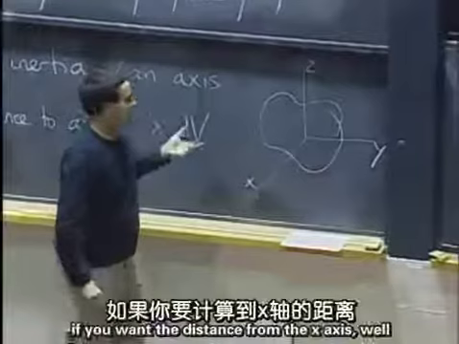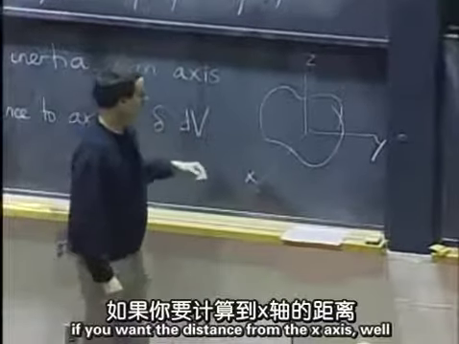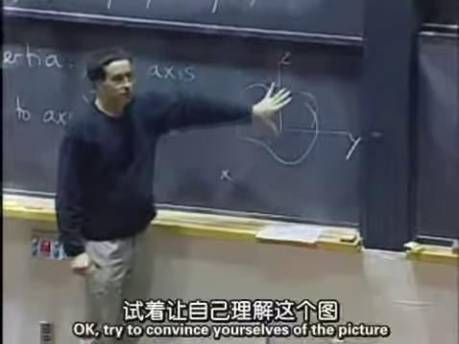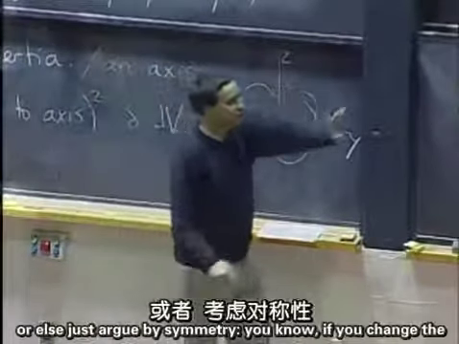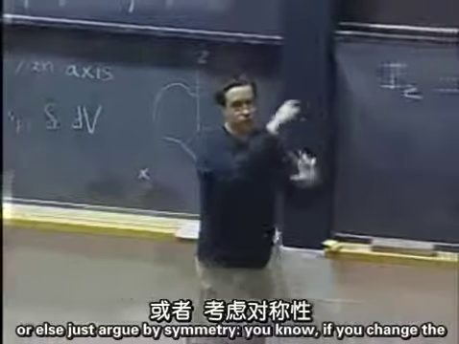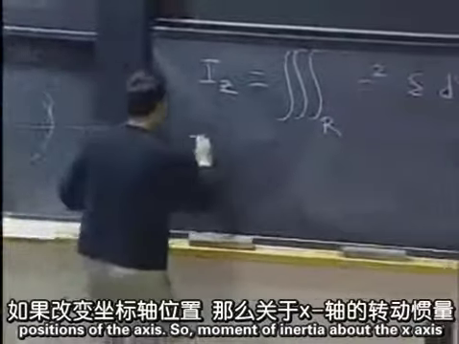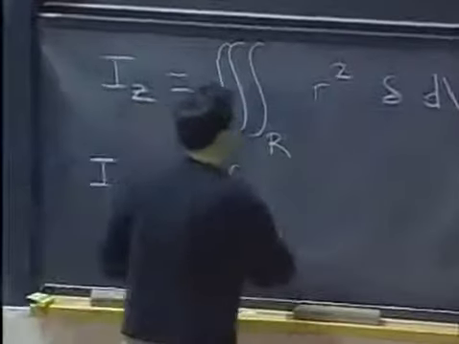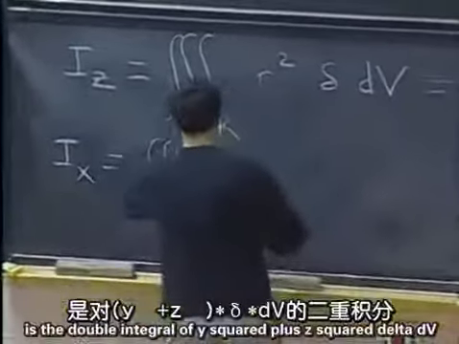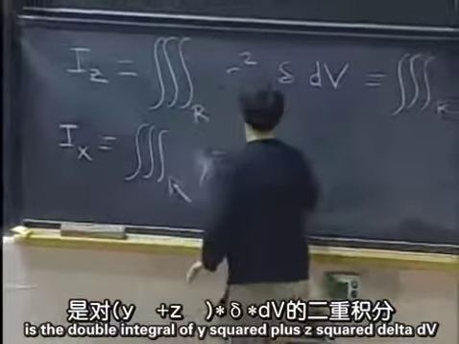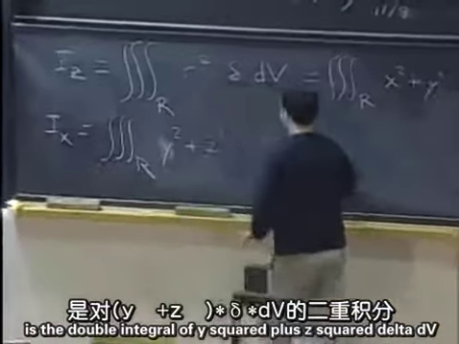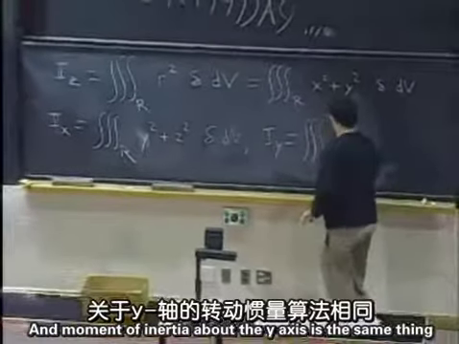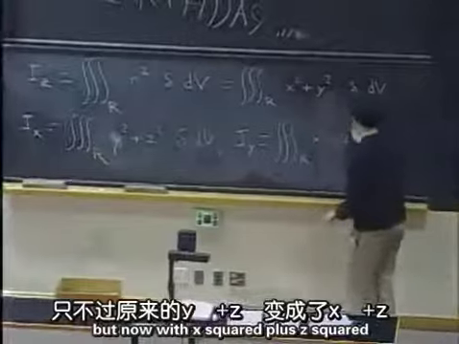Similarly, now if you want the distance from the x-axis, well, that will be y squared plus z squared. You can try to convince yourselves on the picture, or else just argue by symmetry, if you change the positions of the axes. So moment of inertia about the x-axis is the triple integral of y squared plus z squared times delta dv, and moment of inertia about the y-axis is the same thing, but now with x squared plus z squared.